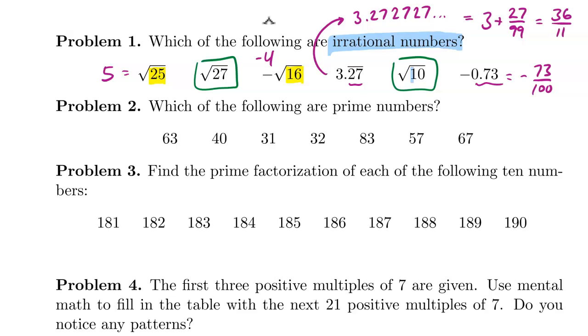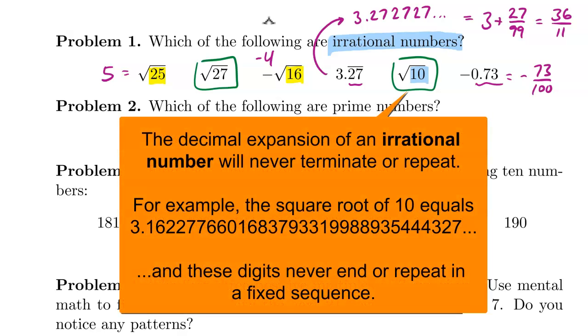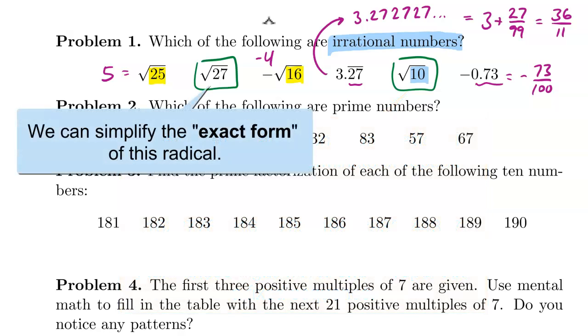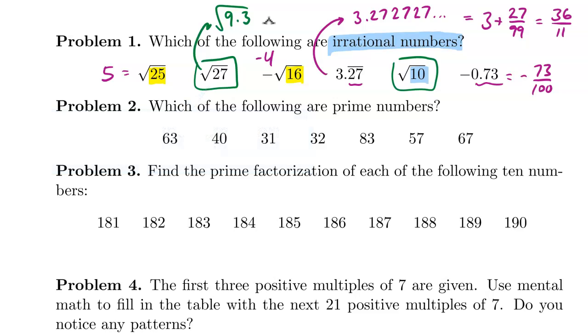If the radicand is not a perfect square, the decimal expansion will never terminate or repeat in a fixed sequence. But we can sometimes simplify. 27 has a perfect square factor. 27 is 9 times 3. And we can actually take the square root of that 9 because 9 is a perfect square. So the square root of 27 simplifies to 3 square roots of 3. But because the radicand 3 is not a perfect square, that number overall is still irrational.